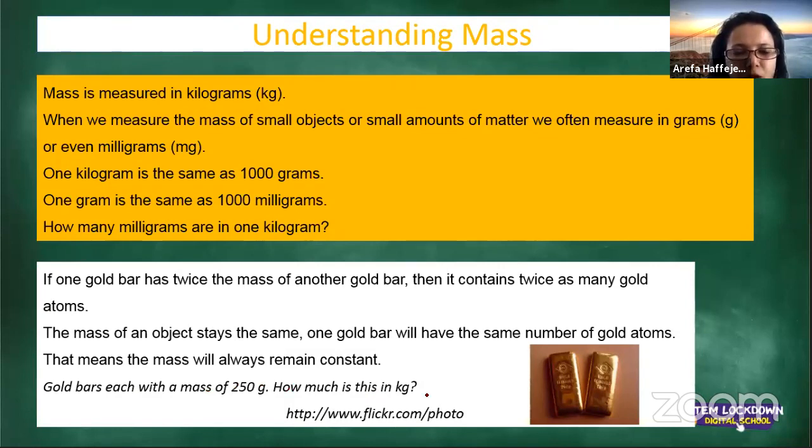Isn't it gold bars each with a mass of 250 grams? Okay, so how many gold bars do you need to make 1 kg, if one gold bar is 250 grams? You need 4 gold bars. And your 0.25 kgs is correct when you had to convert 250 grams into kgs. Well done for that. Thank you.